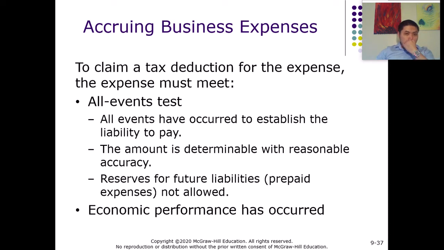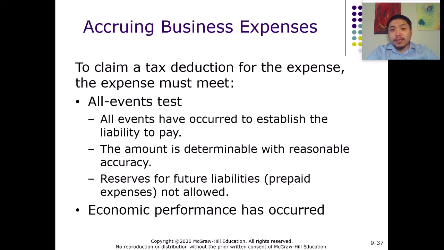And then besides the all events test, to be able to claim the deductions, there's another test that the expense has to meet, and that test is called economic performance, right? So the expense must satisfy the all events test, and at the same time it has to satisfy the economic performance test as well, right? And economic performance basically means that there's some economic substance, some economic performance that has to have already occurred to be able to expense that way.